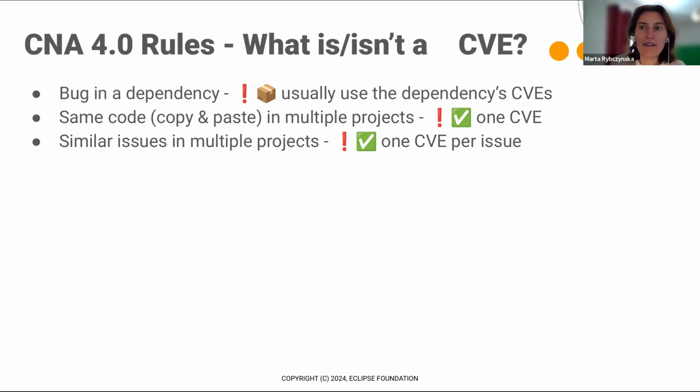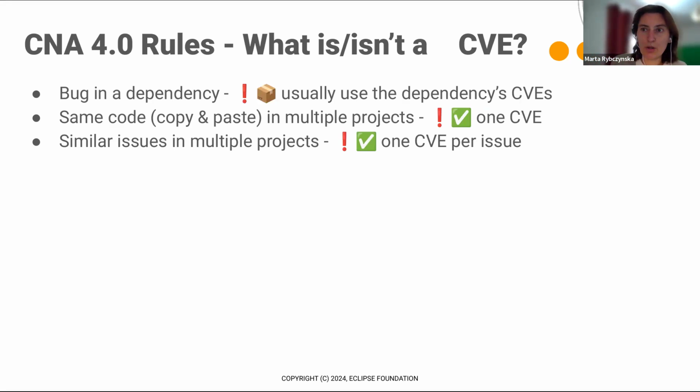We frequently have cases where projects share similar code, implement similar features, or there are bugs in dependencies. So there are a few rules around this subject. If there's a bug in a dependency, and that dependency has a CVE, and you just include that dependency, and there's no specific code on your side creating the vulnerability, then in the description you just use the dependency CVE ID. There's no need to allocate a new one.